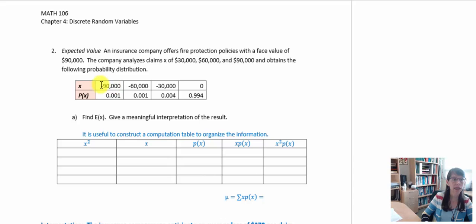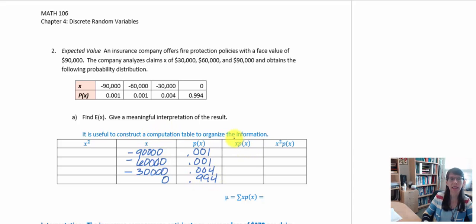So I'm just going to take the given x values and place them in the column for x. So we're going to have our negative 90,000, negative 60,000, negative 30,000, and 0. The probabilities associated with these values are as follows. The negative 90,000 is 0.001, and that is the same for the negative 60,000. We have 0.004 for the negative 30,000, and 0 is 0.994.